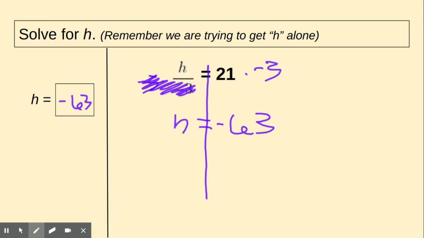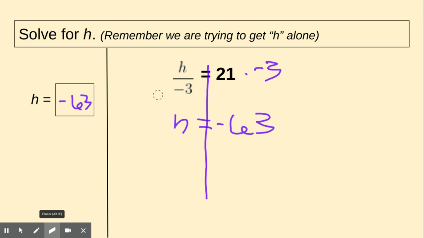Basically, what you are doing for these problems is you are doing the opposite operation. If you're dividing, you're going to multiply, and that will get the variable alone. So you're using those inverse operations, or opposite operations.